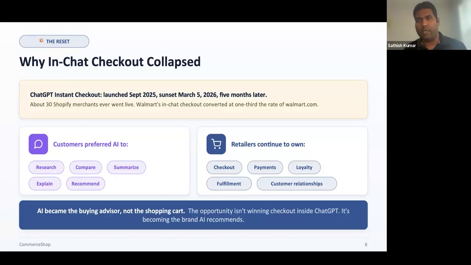Even Walmart, who tried it, they see that the users who are researching about the products in chat checkout is converting one third of what they convert on the website. So it seems to be very clear to the user's preference. They want to do the research on AI platforms like this, any comparison, explanation, summarization, all these they want to do. And finally, if they decide on the product, they want to jump onto the retailer's website and complete the checkout. So checkout seems to be still in hands of retailers, not in the AI chat or AI engines. So that's the difference. So AI is becoming like an advisor, not the checkout card or checkout tool.